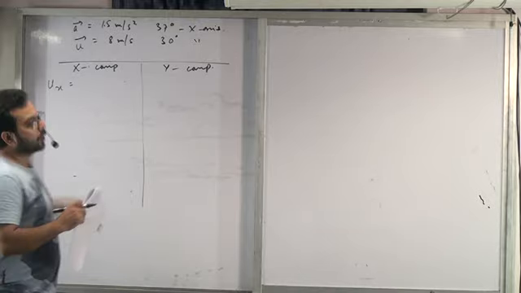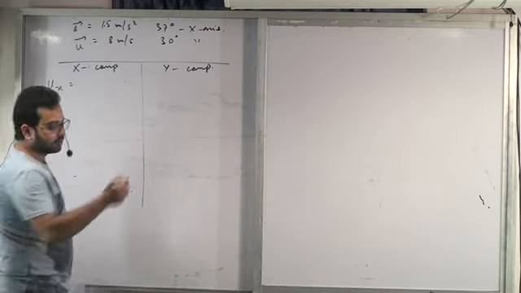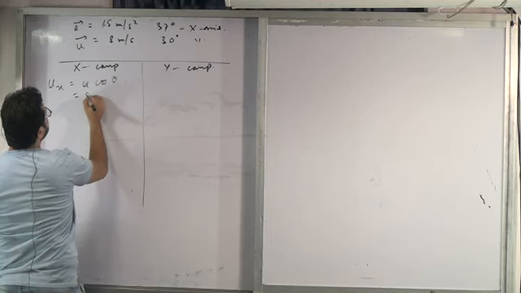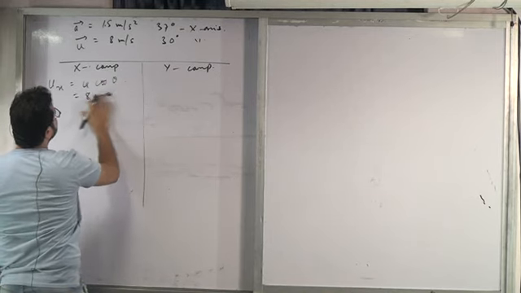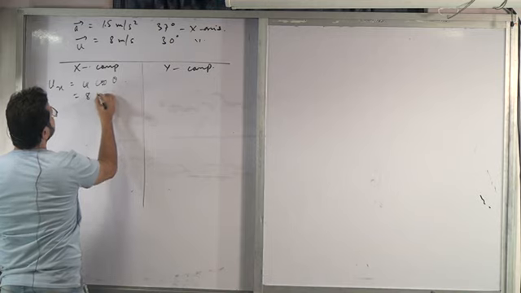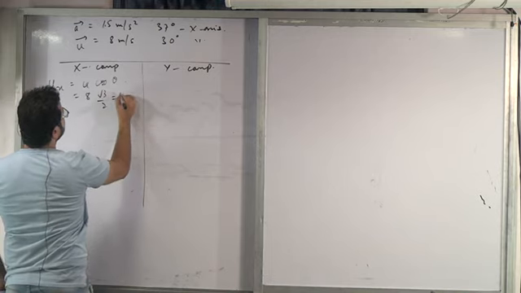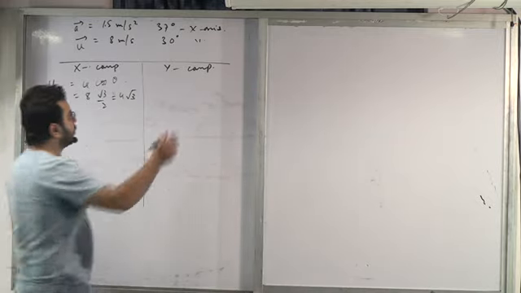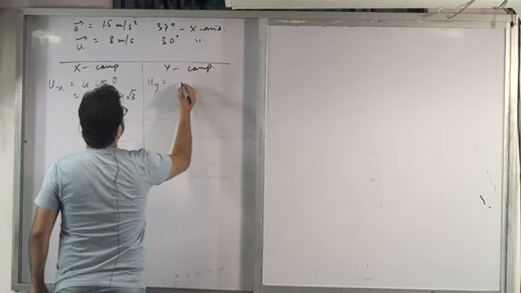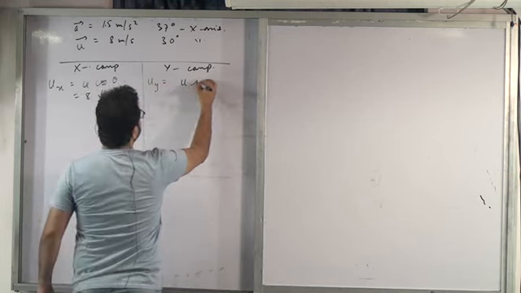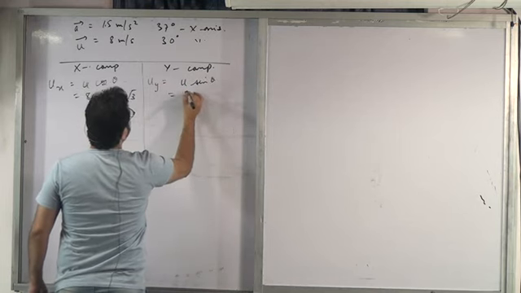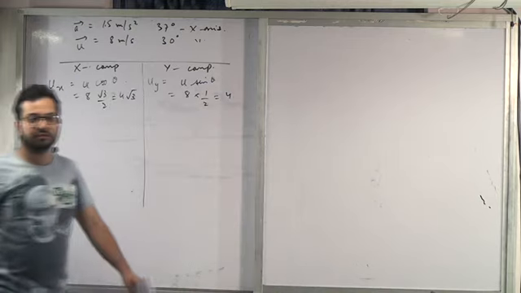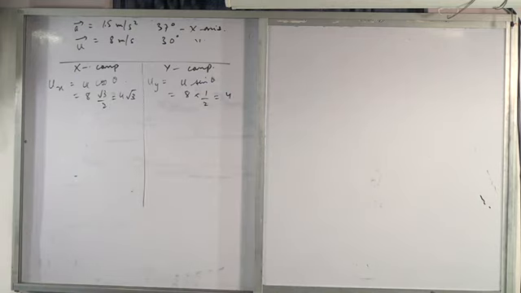So ux would be how much? U cos theta. Ux will be u cos theta, and u cos theta is how much? 8 cos theta, that is, cos 30 degree. Cos 30 degree is root 3 by 2, so that is 4 root 3. The unit is meter per second. What will be the y component of the initial velocity? U sin theta, and that will be 8 into sin 30 degree, so 4 meter per second. Correct?